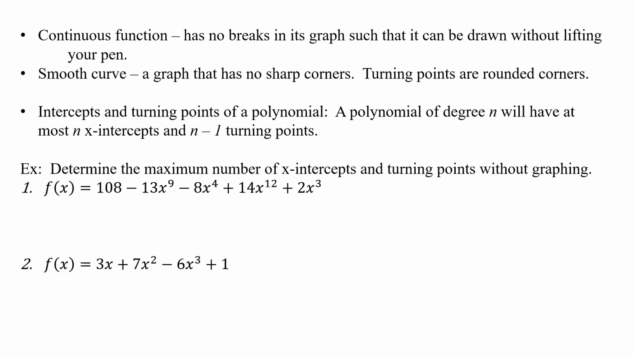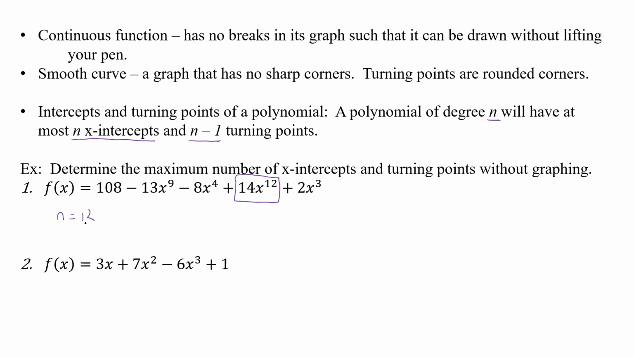And so what we can do is determine the maximum number of x-intercepts and the turning points without graphing. Again, we first have to figure out what is the degree of the polynomial, and then we take n minus 1, and that tells us the turning points. Because we know n is the intercepts, n minus 1 is turning points. This one is not written in general form, so we have to look and see which is the highest degree. Well, the highest degree is this term here. So n is equal to 12.